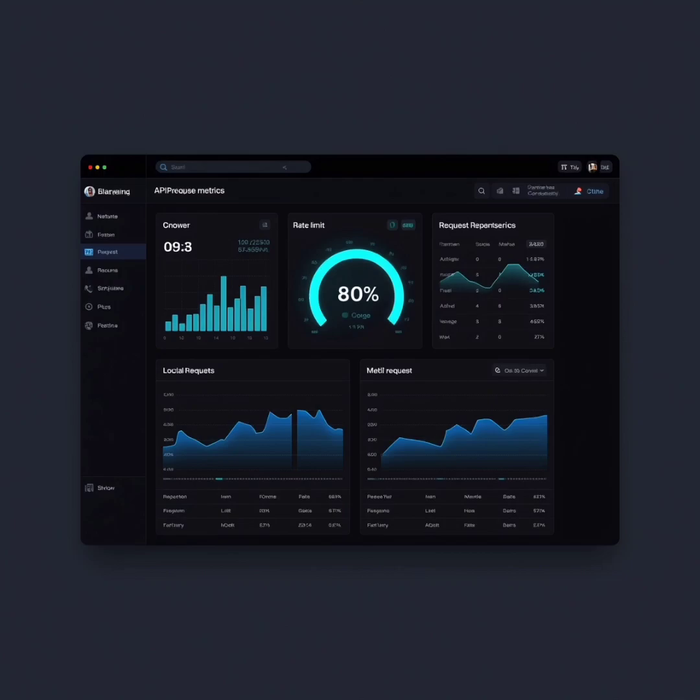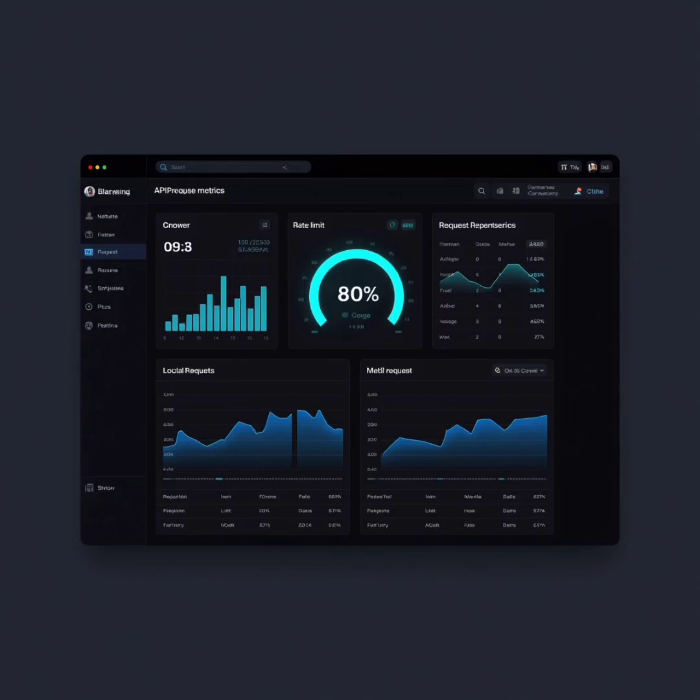Rate limiting. You've probably heard the term, maybe even implemented it once. But do you really understand why it's one of the most critical pieces of your backend architecture? I'm talking about the mechanism that stands between your application and complete system failure. Today, we're breaking down API rate limiting: what it is, why it matters, and how to implement it properly.